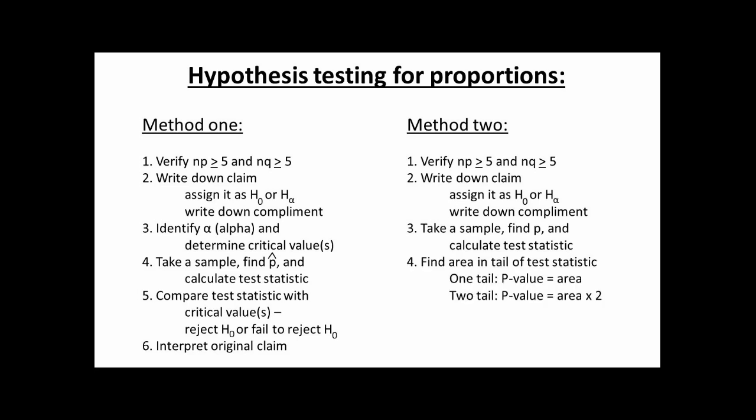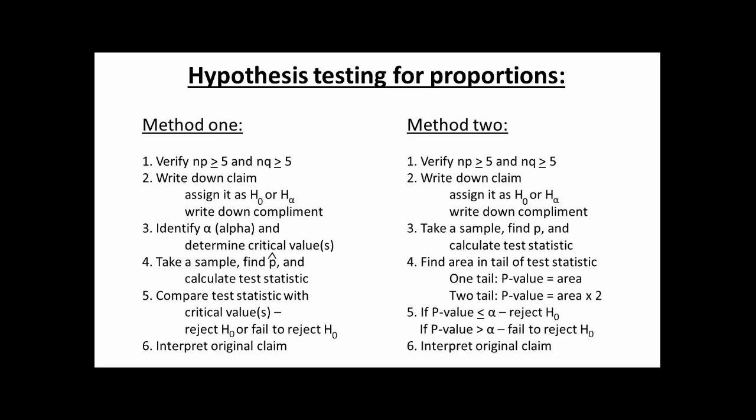Remember, a p-value is derived from the area in the tail of the test statistic. In a one-tailed test, the area in the tail of the test statistic equals the p-value. But in a two-tailed test, the p-value equals the area in the tail of the test statistic times 2. Finally, compare the p-value to alpha. If the p-value is less than or equal to alpha, there is enough evidence to reject H naught. If the p-value is greater than alpha, there is not enough evidence to reject H naught.